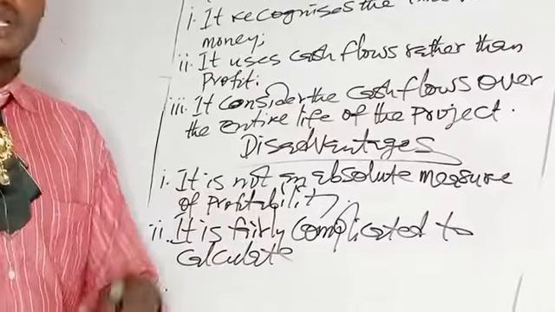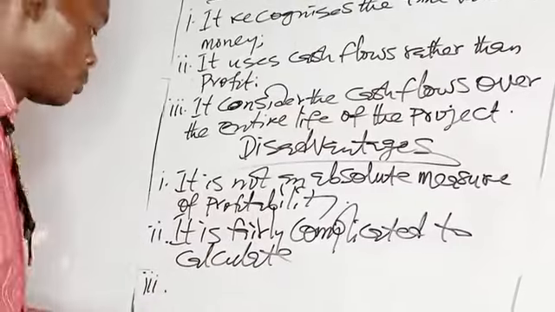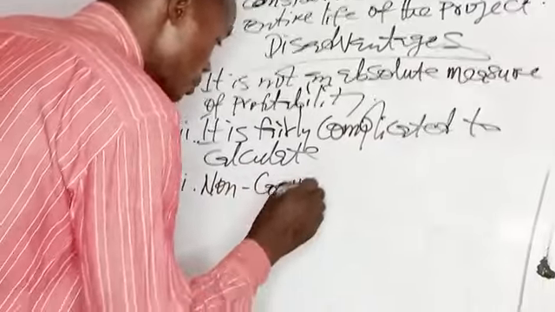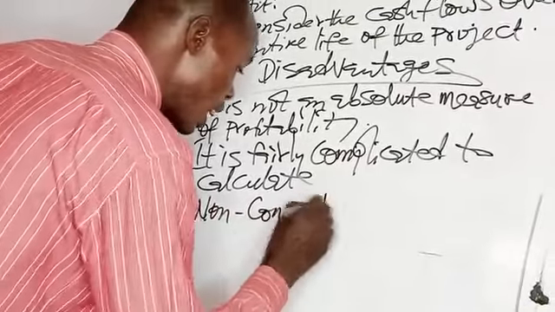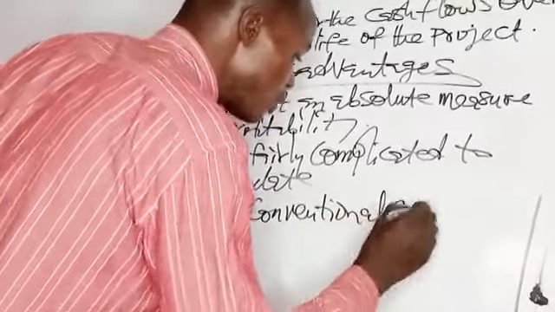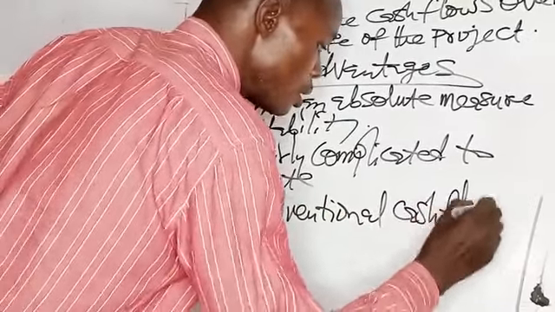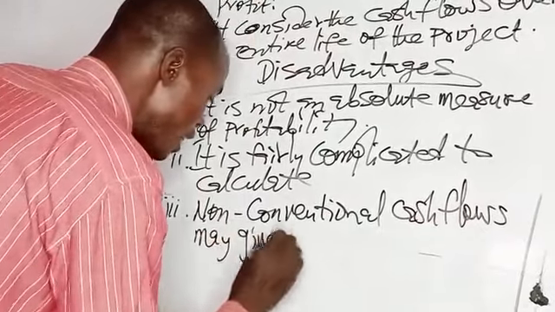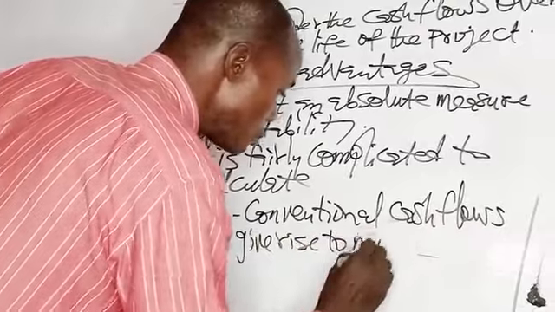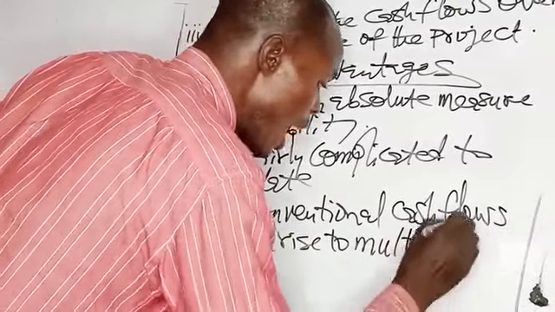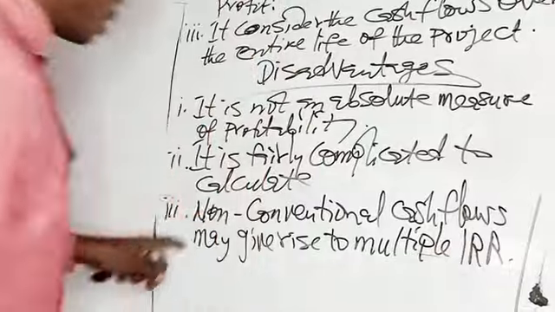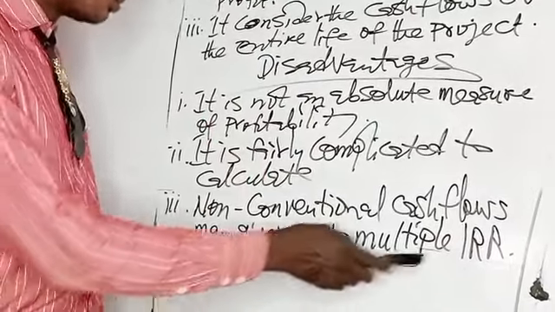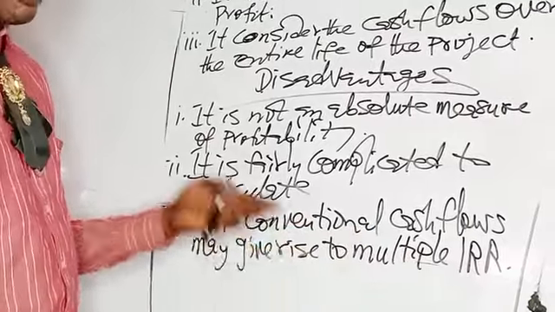Number three, non-conventional cash flows may give rise to multiple IRR. Non-conventional cash flows may give rise to multiple internal rates of return.